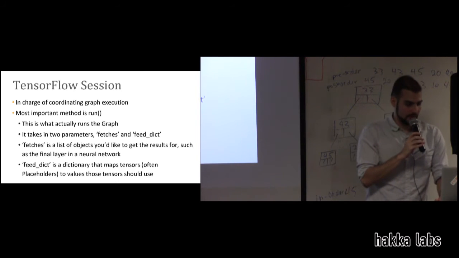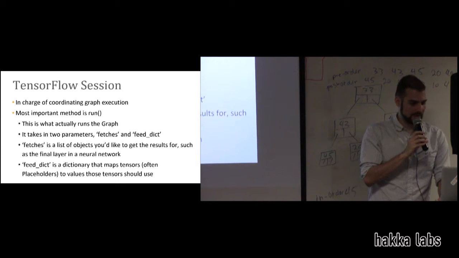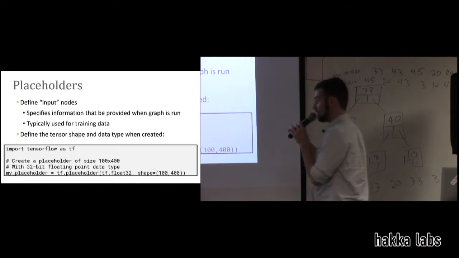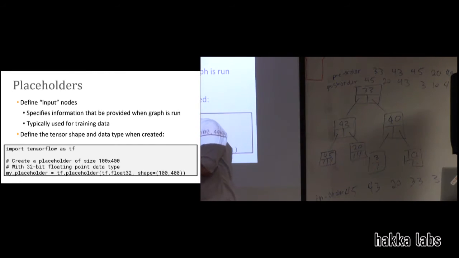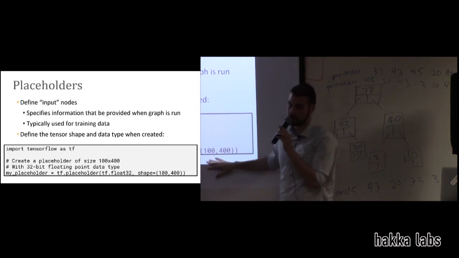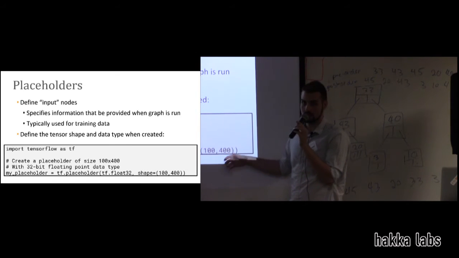In the previous one, I don't know if I have an example. I can type this in later. But for the previous example, for this placeholder, we would give it a feed dictionary where the key is my placeholder, just no quotes around it, and then the value would be this 100 by 400 tensor that we want to run. Cool.